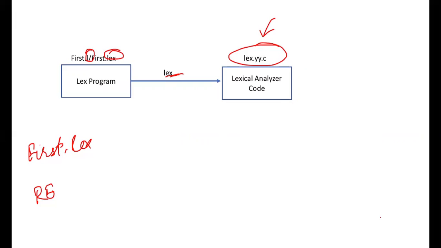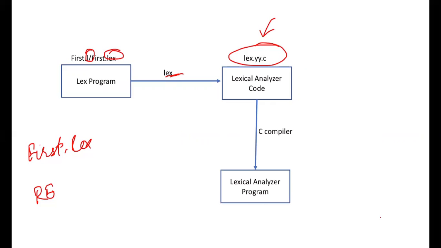Now this lexical analyzer code is a C program, so we have to run it through a C compiler. And the output that you get is your executable lexical analyzer program. So I hope this is clear. First we write the specifications here, run it through Lex, and we get a C program. This C program we compile and we get the executable program.